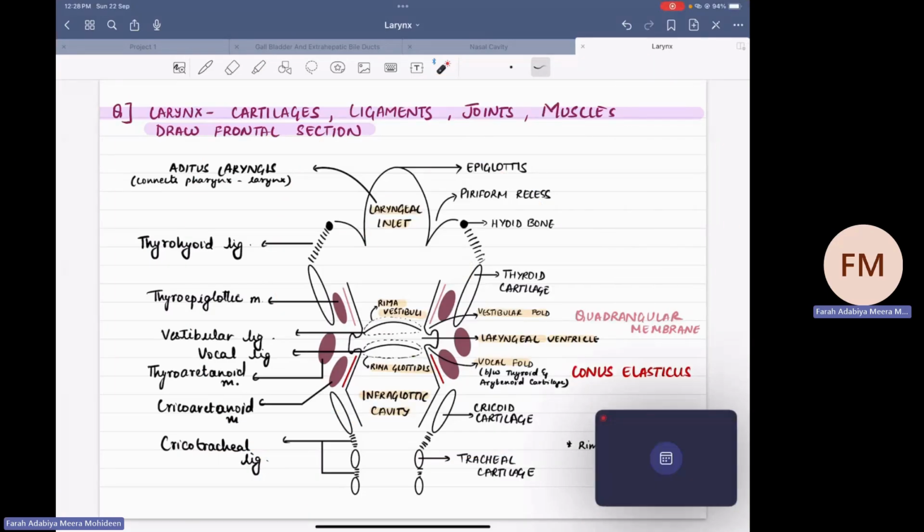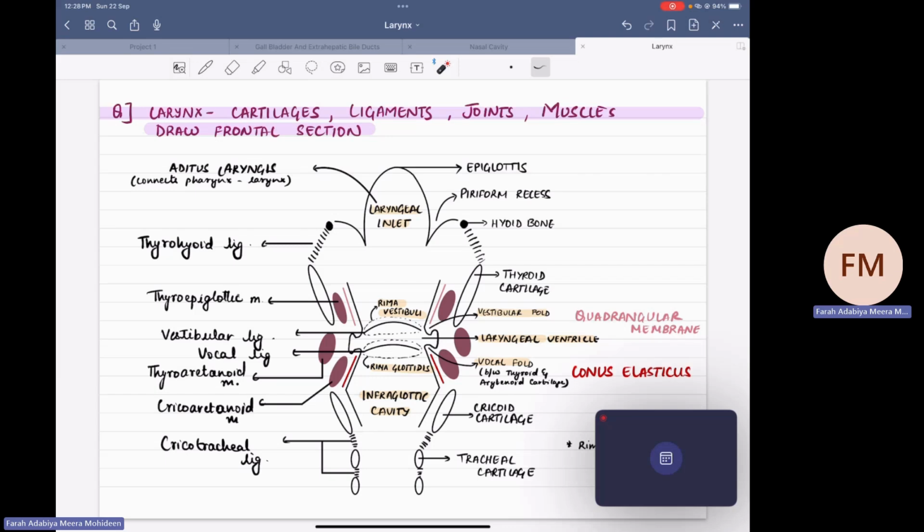In this video, we'll be talking about the larynx, its cartilages, ligaments, joints, muscles, and we'll also talk about how to draw the frontal section of your larynx. So this is the frontal section of your larynx.